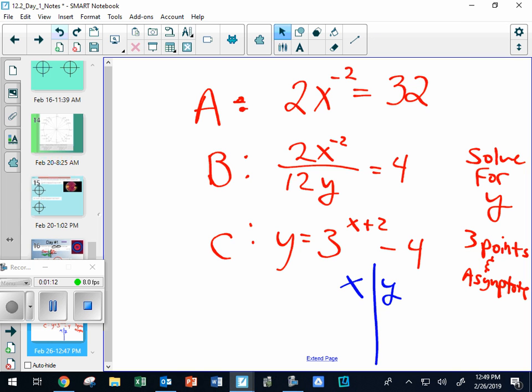All right. Give these 3 a try. We'll see if you can at least get 2 out of 3. Pause for a second while you give that a shot.